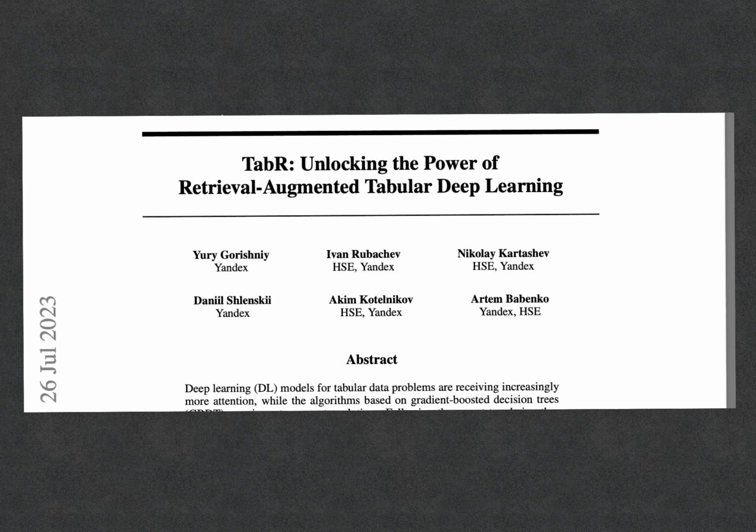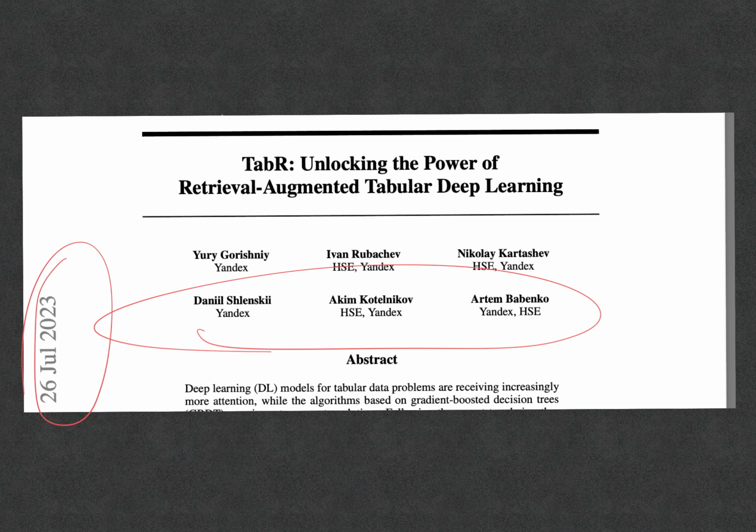TabR is the name of the paper that we want to talk about in this video. It is going to be focused on tabular learning, and it's one of the examples of leveraging retrieval augmentation in optimizing the performance of the model. This paper was published in late July of 2023, and it's a pretty interesting paper.